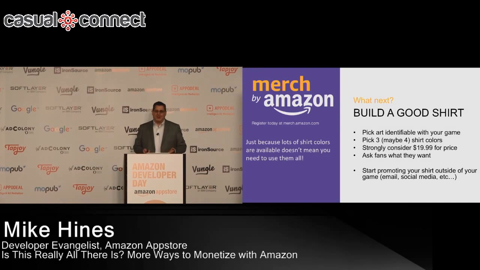Just because they're all there doesn't mean you need to pick all of them. As a matter of fact, we've seen the best sales when you've got 3 or 4 different t-shirt colors. This is really important because it avoids customer confusion and it lets you speed things along. Strongly consider a $19.95 or $19.99 price point. Those price points work out best for us in our store, and they seem to be maximizing the revenue for participants that are in the store.